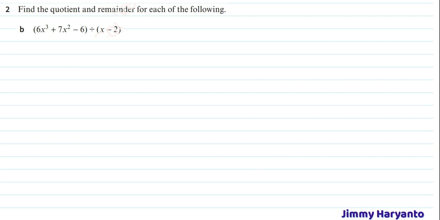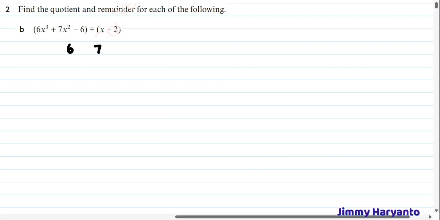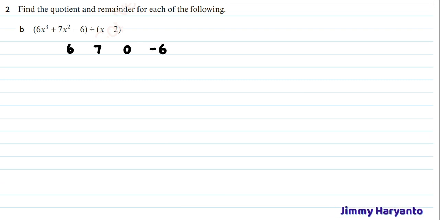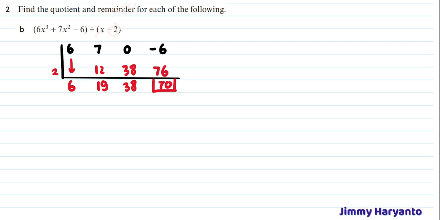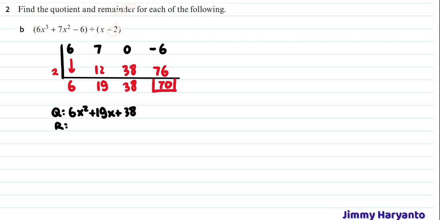Next is question 2b. We have 6 and then 7, and then we don't have x right there. That means you have to write down 0, and then negative 6 divided by x minus 2. That means x equals 2. This one's going down. 6, 12, 19. 19 times 2 equals 38. This one is 38. 38 times 2 equals 76. And then you add 76 with the negative 6. You'll have 70. That means the answer is 6x squared plus 19x plus 38 for the quotient. For the remainder, it is 70.